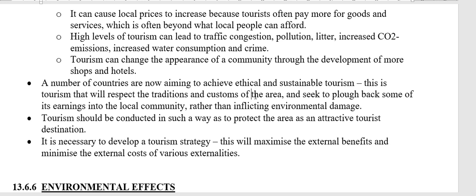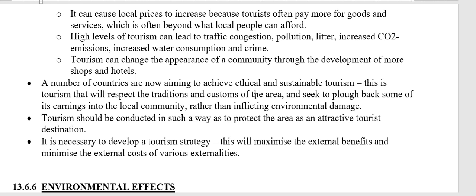Okay, so a number of countries now, and as I said, we're going to talk about it at the end of this chapter, want to achieve ethical and sustainable tourism. Okay, so what is ethical is tourism that will respect the traditions and customs of the area. So they're not looking towards changing the local community's traditions and customs. It is about respecting our local traditions and customs. And we are looking to plow back some of its earnings into the local community rather than inflicting environmental damage. So we want local communities and the environment and everything to benefit from tourism. In other words, we want to increase the benefits of tourism and try and eliminate the negative externalities that come as a result of tourism.